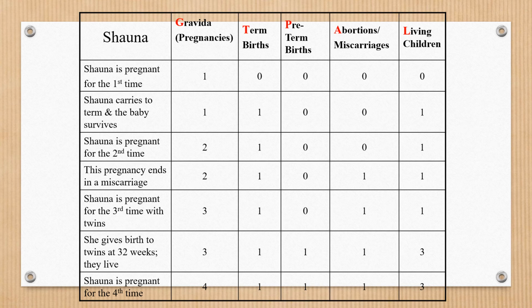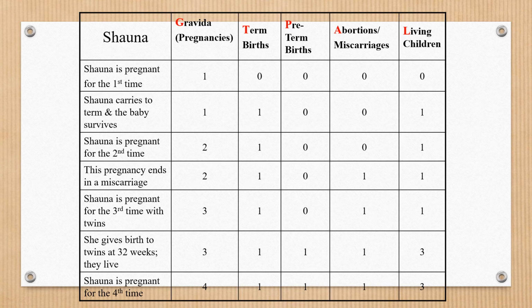Now, Shauna delivers to term and has that baby. Now you're going to mark her as a 1 in the gravid, 1 under term, because she went to term. It says she carried to term. There were no preterm, there were no miscarriages or abortions, and she has 1 living child. Now she gets pregnant again. Now let's back up one, where Shauna carries the baby to term and the baby survives. She is now a prima gravid and a prima para, because she's had 1 and 1.